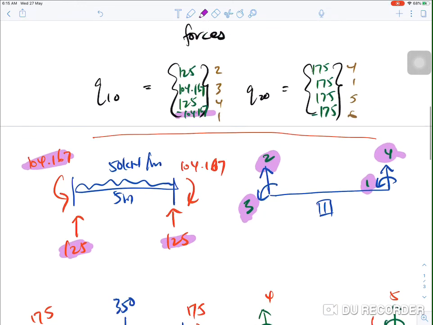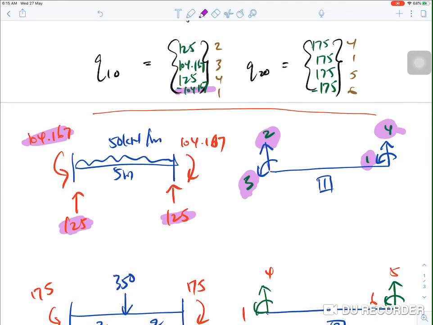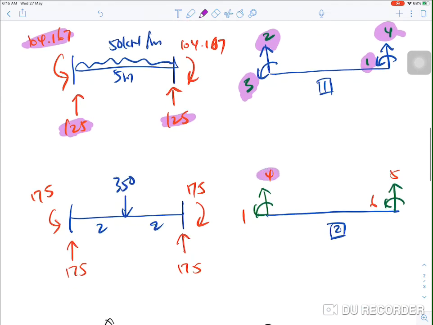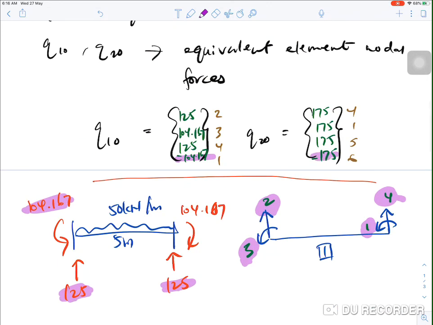Okay, so we need to transfer the value into the Q2 naught. Okay, let's look at position number 4. Where is the value for position number 4? 4 is 175. Okay, 1 also 175, 5 175, and position number 6, the direction is opposite, so it is negative 175 here. Okay, so after we get all these Q1 naught and Q2 naught, we have to combine them in order to establish the equivalent nodal forces.